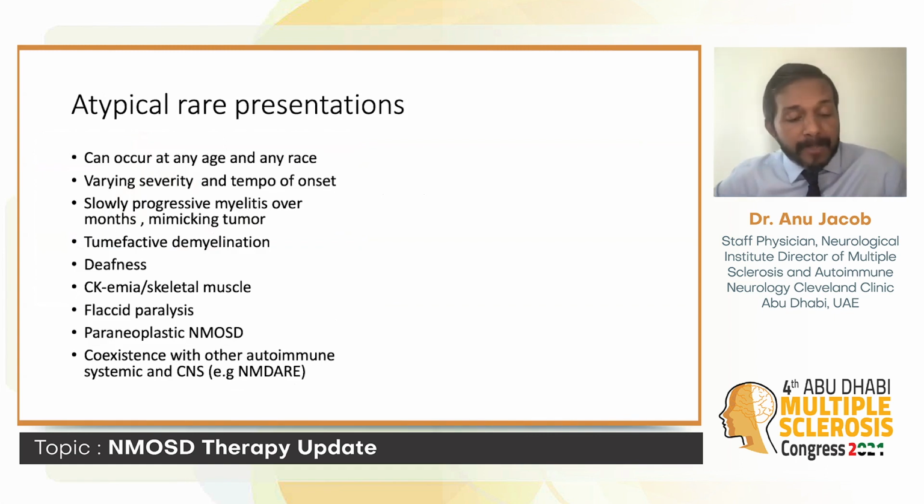This is now well recognized, but I'm not asking you to image everybody with an itch, but an itch along with other spinal cord symptoms should be a warning sign. Now, there are many other rare presentations. It can occur at any age. The severity can vary. The tempo can vary. I've seen patients with a progressive myelitis over many months mimicking a tumefactive demyelination. Deafness can occur as part of NMO because of the representation of AQP4 in the cochlea.